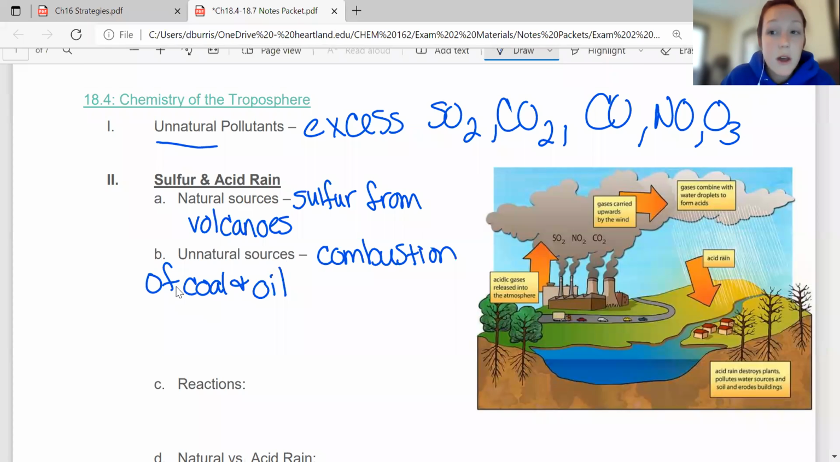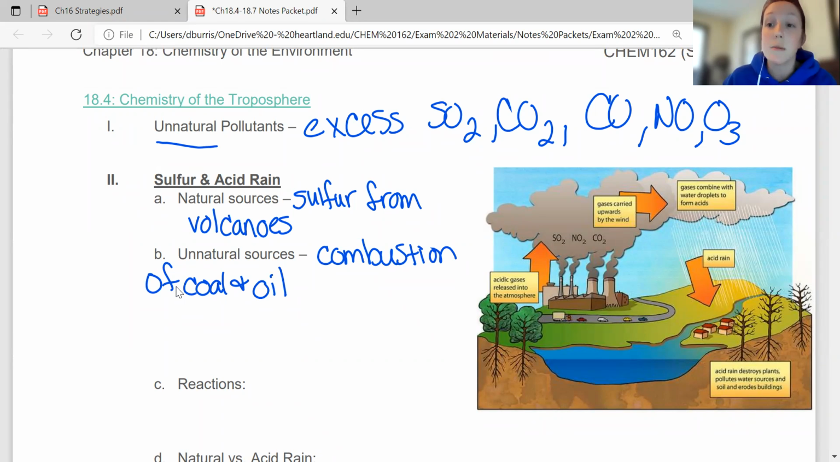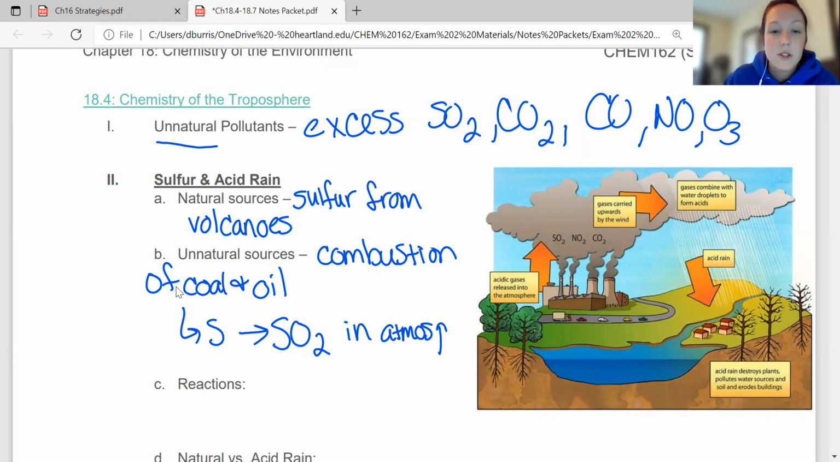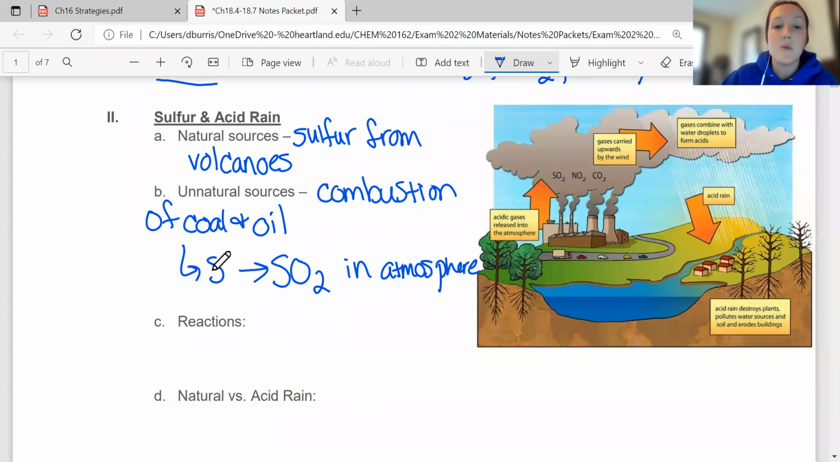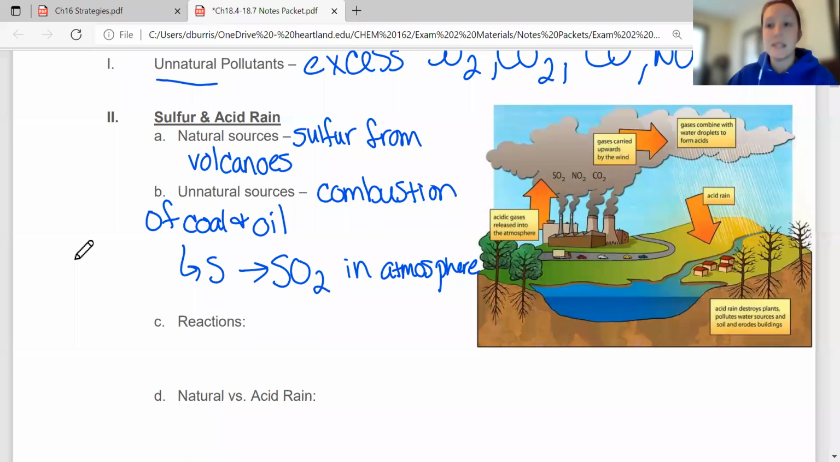So unnatural sources are us doing combustion of coal and oil. Not all coal and oil has a bunch of sulfur in it. Depending on which part of the world it's from, it might have more or less sulfur. We've tried to find ways to remove that sulfur because when you burn it, the sulfur turns into sulfur dioxide in the atmosphere. Sulfur dioxide is really what causes the problems. I'm not going to write out the full chemical reactions, but essentially when sulfur gets combusted and turned into SO2, which happens in volcanoes, when we combust things, and in forest fires, that SO2 reacts with oxygen in the air and oxidizes into SO3.